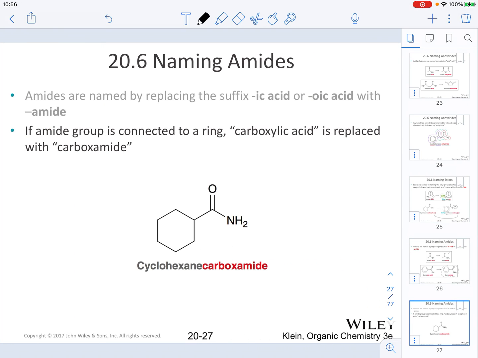Now, if the amide group is connected to a ring, then the carboxylic acid word is replaced by carboxamide. As you can see in the example, here we have a cyclic system, which is where the cyclohexane came from. And because that is now attached to an amide motif, where previously the carboxylic acid would be placed, it is known as a carboxamide.